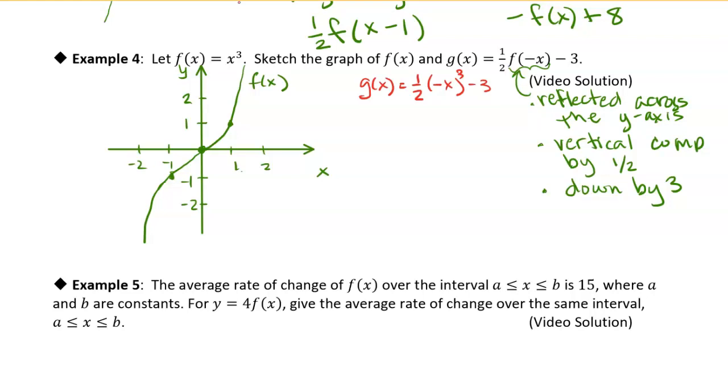I could just put values in, but let's try and use the transformations here. We're going to reflect it across the y-axis. We're going to compress it by 1/2 and then shift down by 3. So, well, I don't know. Maybe a table of values would be good, but let's look at it this way.